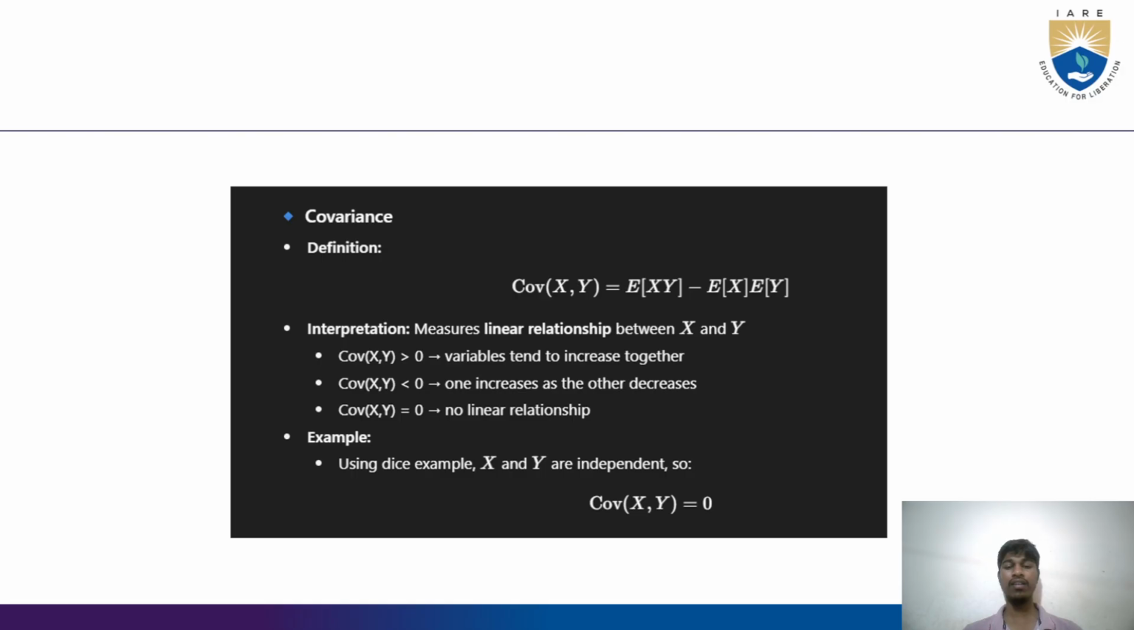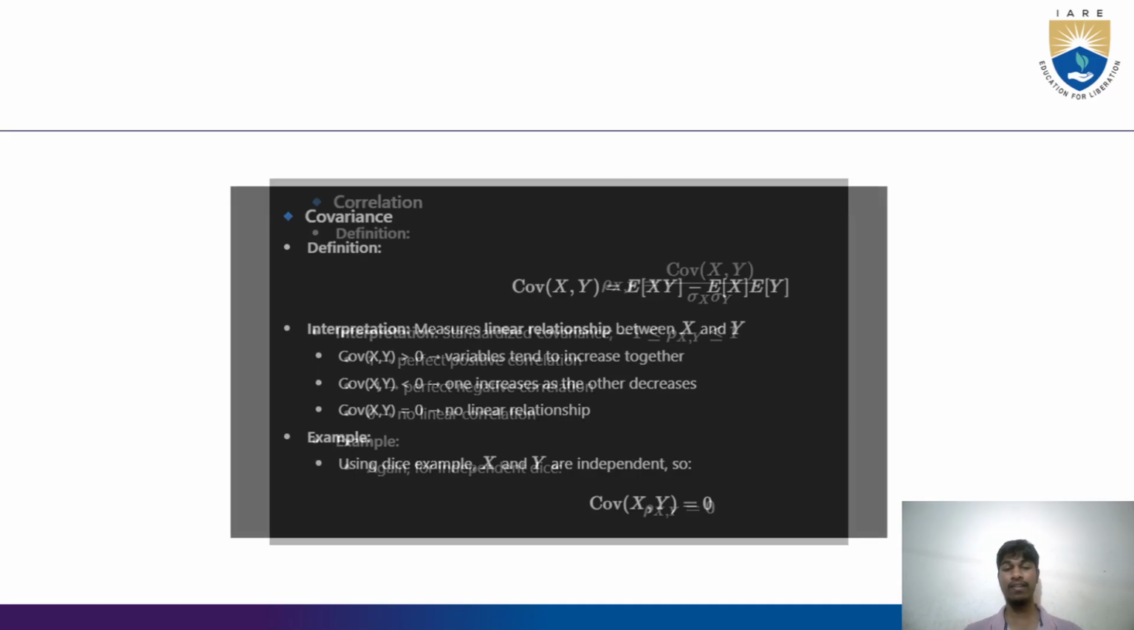Covariance. Definition: covariance of x and y is equal to E of XY minus E of X times E of Y. Interpretation: it measures the linear relationship between x and y. When covariance of x and y is greater than 0, it means the variables tend to increase together. When it is less than 0, it means one increases as the other decreases. When the covariance of x and y is equal to 0, then there is no linear relationship between x and y. For example, in the dice example, x and y are independent, so covariance of x and y is equal to 0.